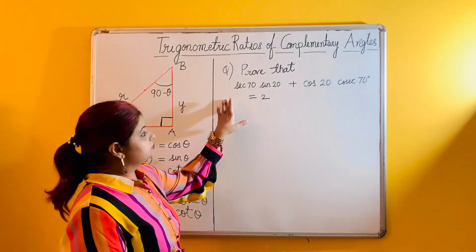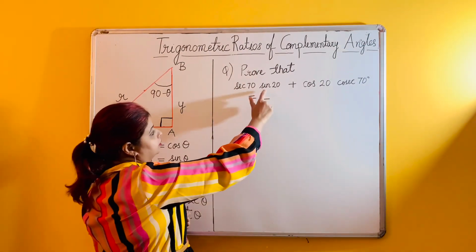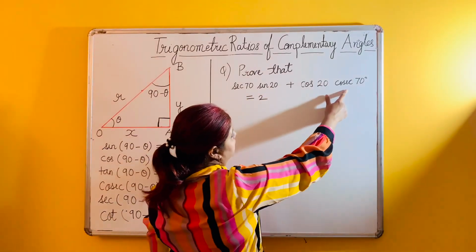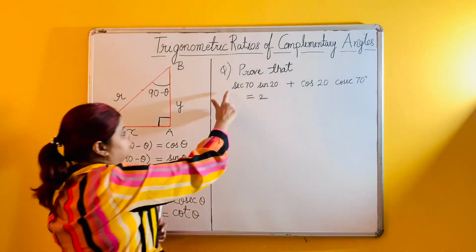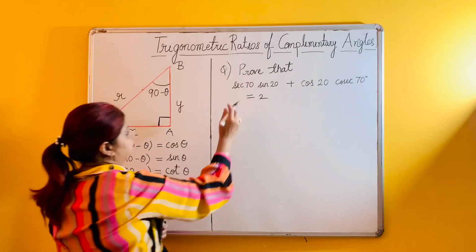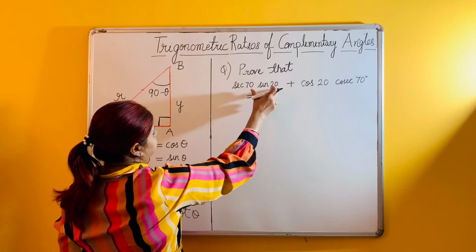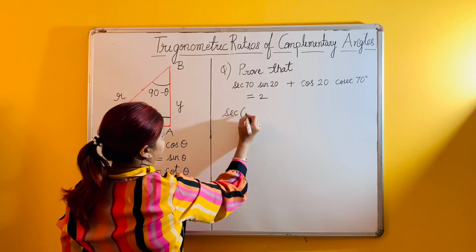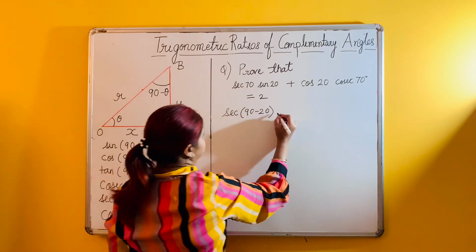So we have another question here. We need to prove that sec 70 degree multiplied by sine 20 degree plus cos 20 degree into cosec 70 degree equals 2. So we have to find the value of this expression. Now, first thing is that sec 70. Now, what is sec 70? So, can we write it in terms of this? So, you can write sec 70 as sec 90 minus 20, right? And this is sine 20.